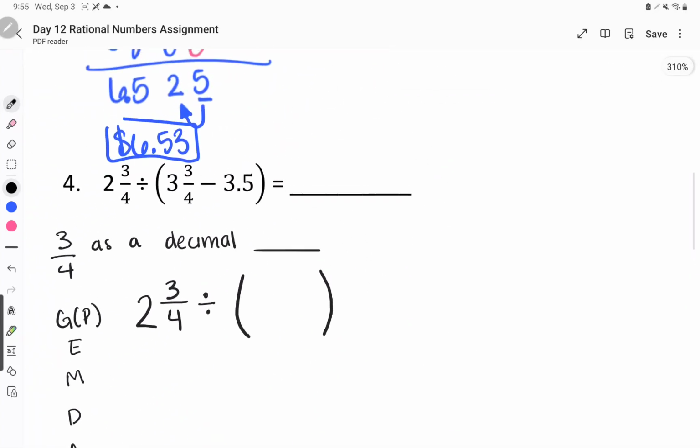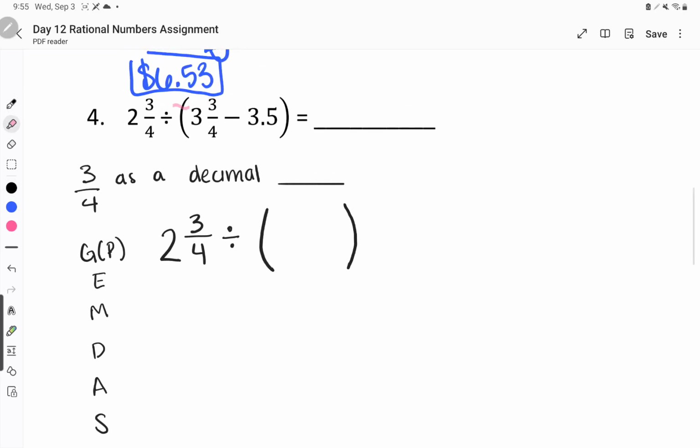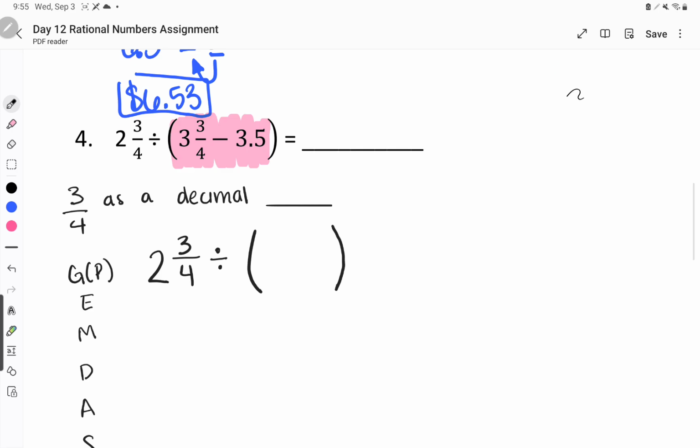All right, now we have 2 3/4 divided by 3 3/4 minus 3.5. So we start with our grouping. So what is in our grouping? 3 3/4 minus 3.5. We cannot do a fraction minus a decimal, so we're going to turn our fraction into a decimal. So I would do 3 divided by 4.